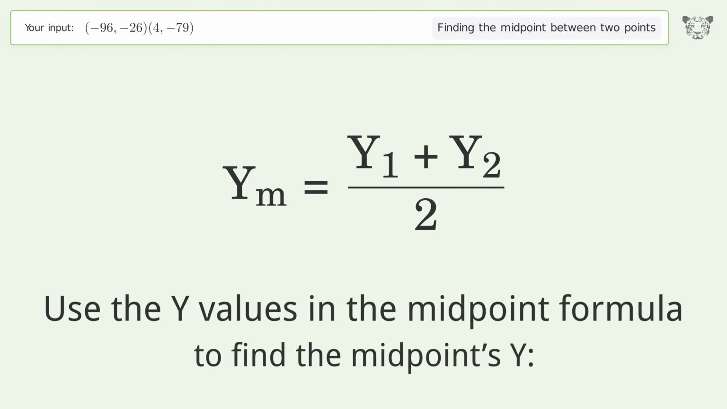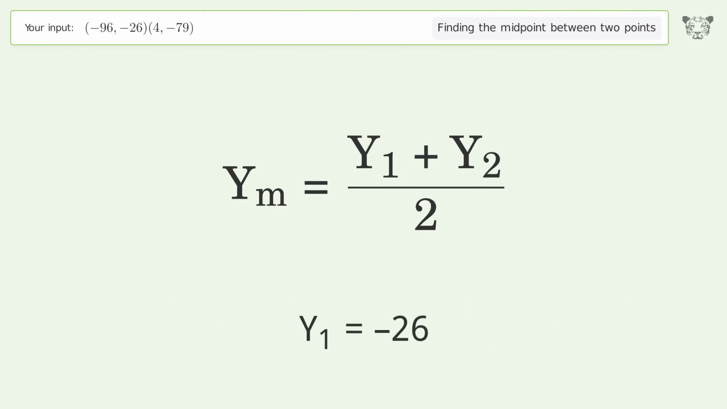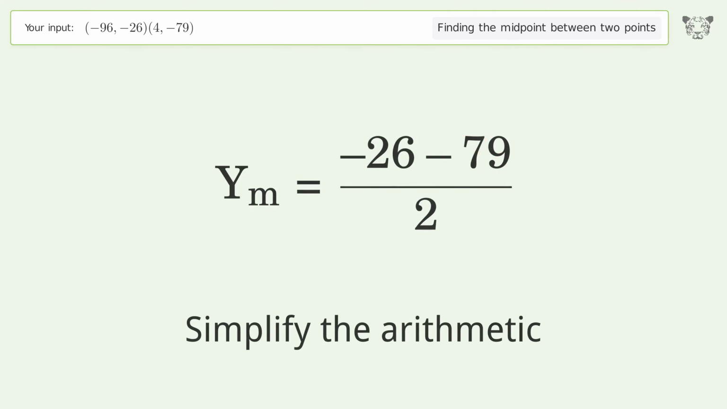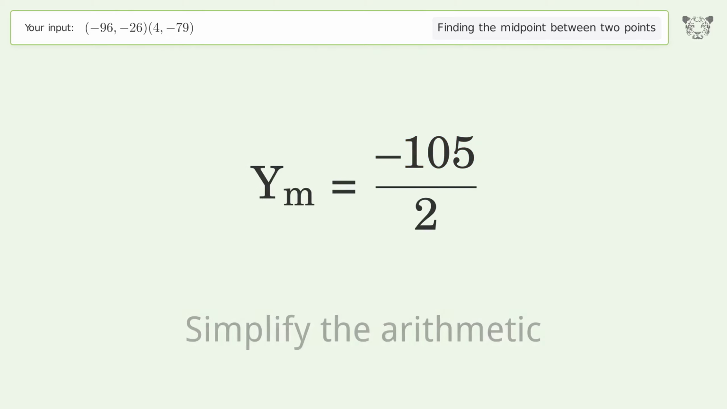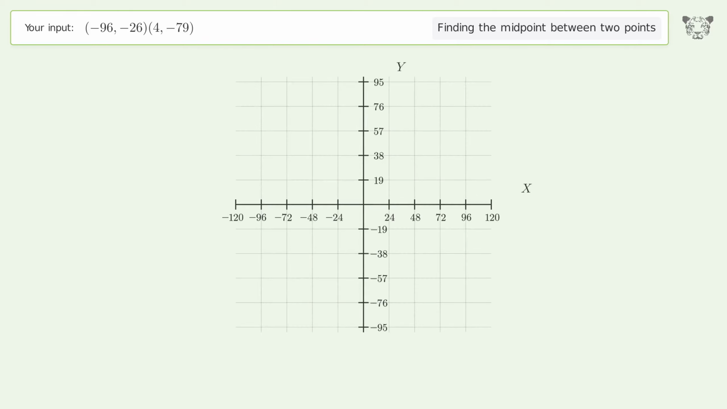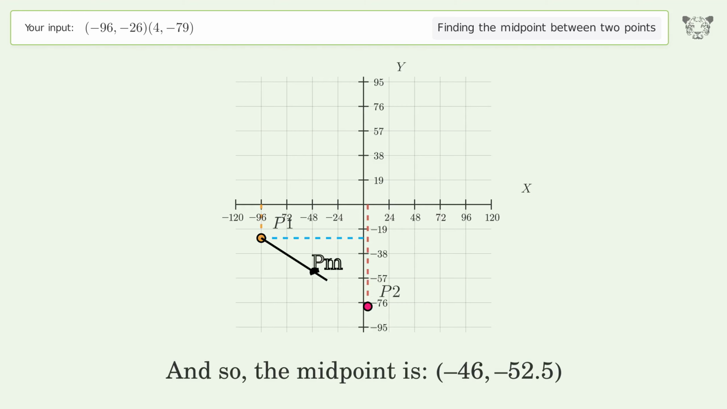Use the y values in the midpoint formula to find the midpoint's y. y1 equals -26. y2 equals -79. Simplify the arithmetic. And so, the midpoint is -46, -52.5.